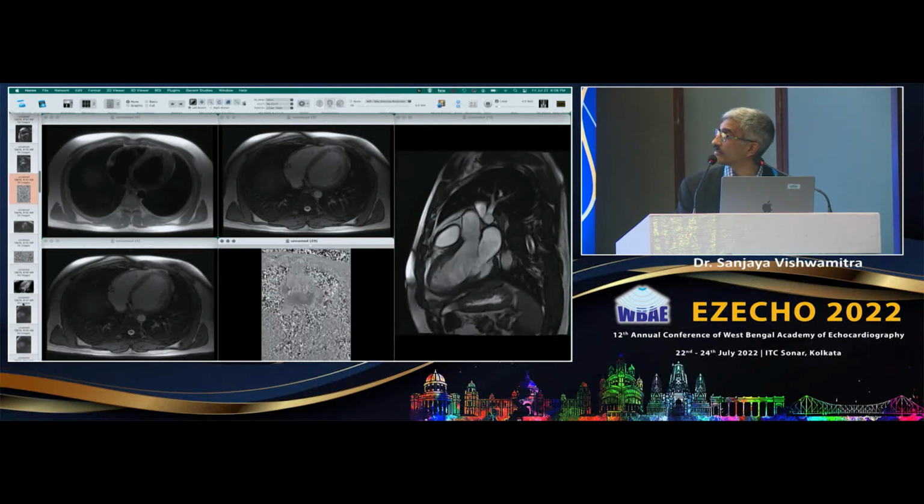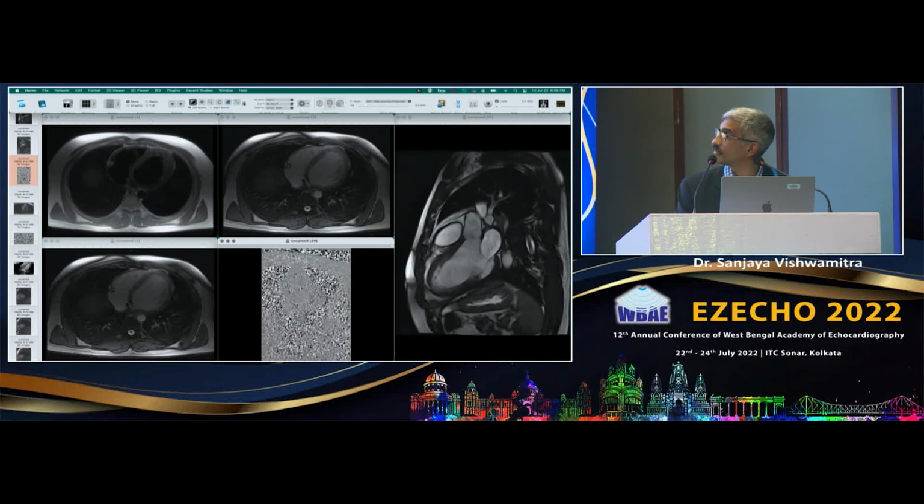Okay, Rajesh, where am I right now? What's this? That's the perfusion imaging.